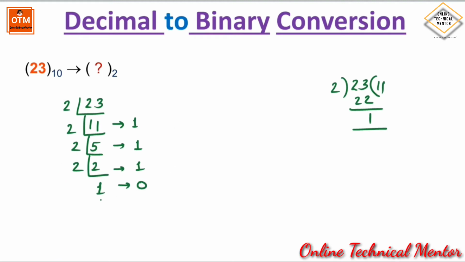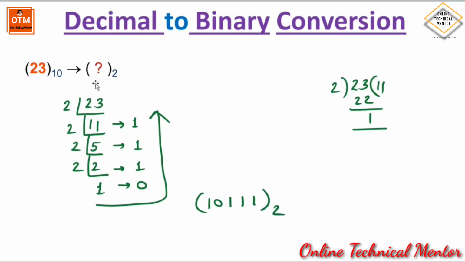Now from bottom to top, extract all the remainders and write them from left to right. So the bottommost one will be written as the first digit of the binary number. Then this 0. Then this 1. Then 1. Then 1. So this is the binary form of 23.